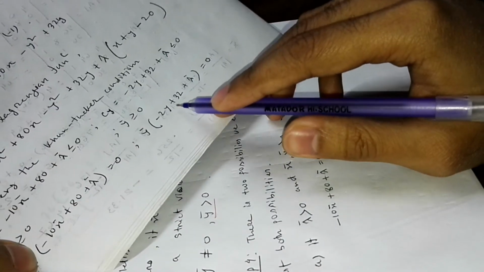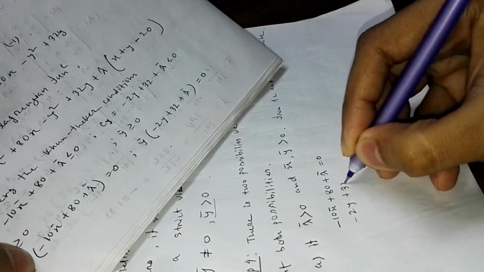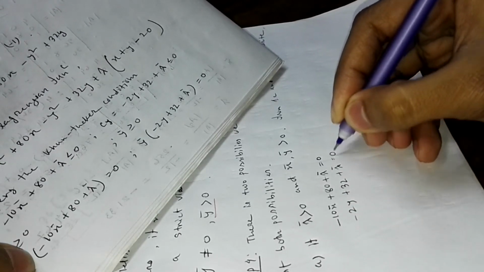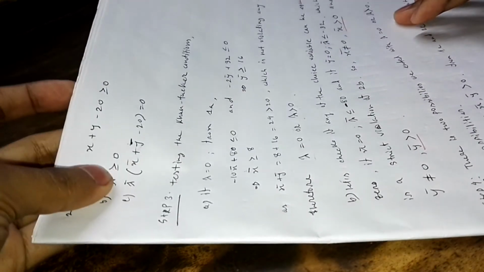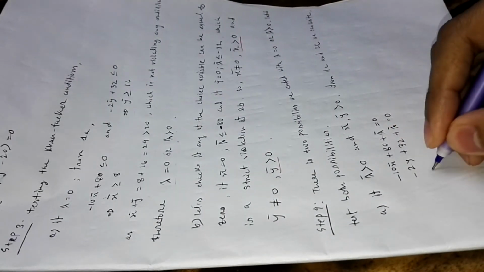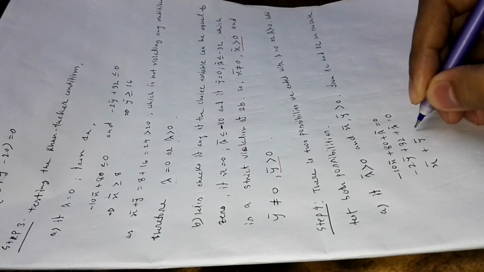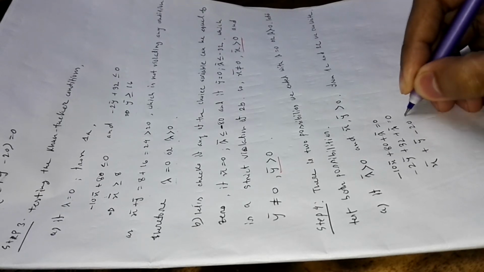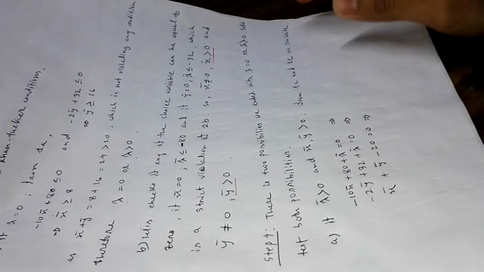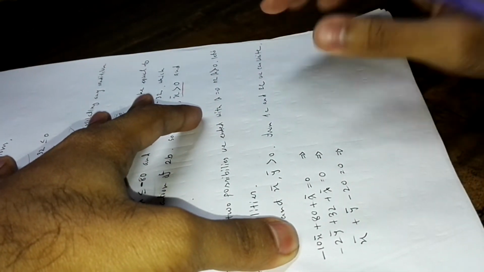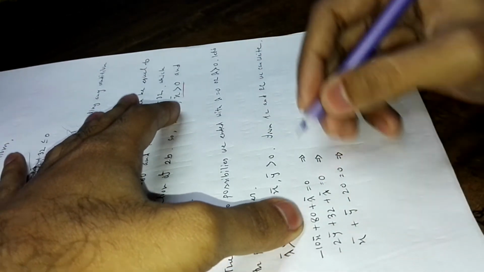Okay, the second case is this. Just write it. Y minus 32 plus lambda is equal to 0. And the last one is this, which is saying xy minus 20 is equal to 0. Okay, just rearrange it as usual. I want to keep the choice variables on the left hand side and the constant on the right hand side. So let's rearrange it.